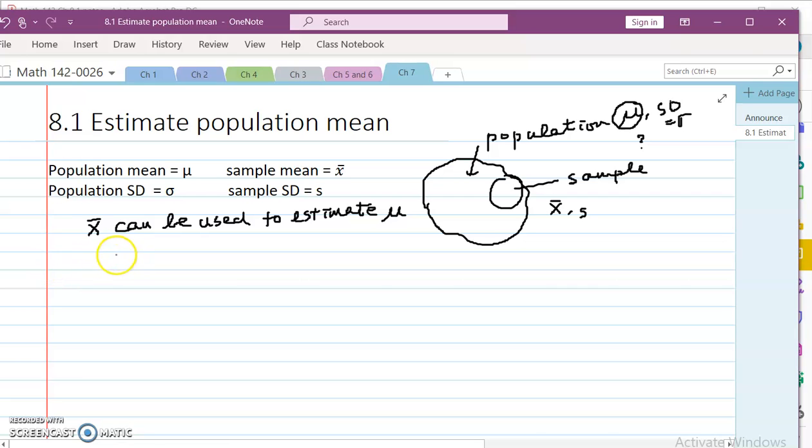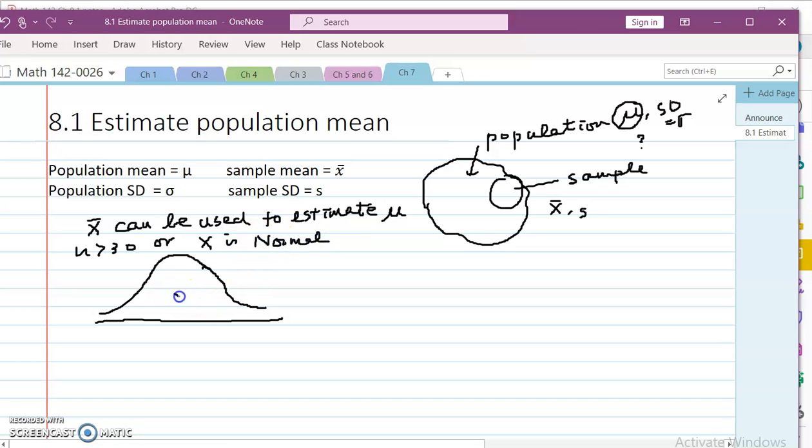Of course, this is not very accurate because it's just one number. Why is it not accurate? Because X bar is a sample, and samples vary. How do we know? We know X bar varies by the central limit theorem. It says X bar varies in such a way that it is normally distributed if n is greater than 30, or if x is normal. Then your X bar can be any of these. If you plot many X bars, they vary from here to here.